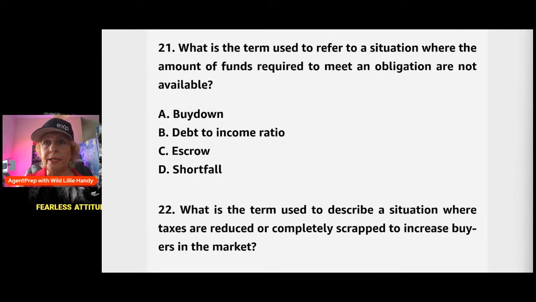Yes, the answer is 21D, right? It's called a shortfall. So a shortfall term is used to describe a situation where a financial obligation exceeds the required amount of cash available in the bank or, whatever they're using, 401k.